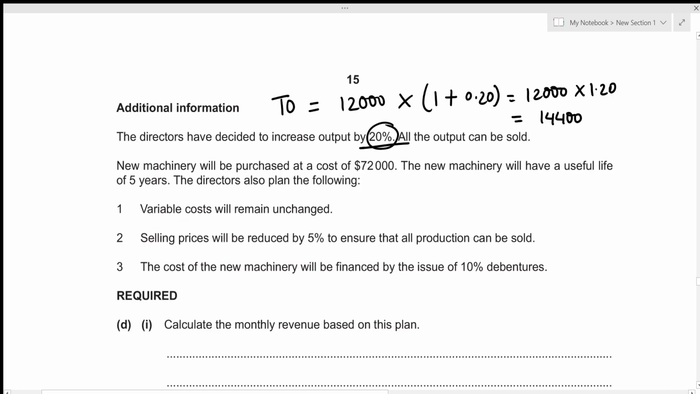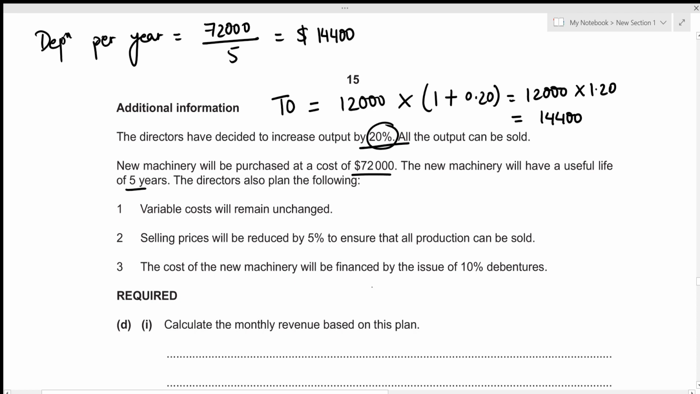And then we're told that new machinery will be purchased at the cost of 72,000, and the new machinery will have a useful life of 5 years, which means that this cost should be distributed among 5 years as depreciation charge. So let's figure out the depreciation per year. That is just going to be the cost of 72,000 divided among 5 years, which gives the depreciation for each year to have the value of 14,400.